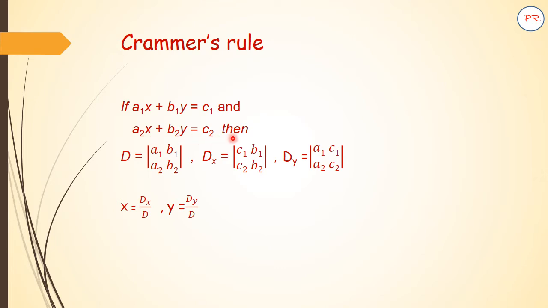For this we have to use the determinant D, which is made up of a1 b1 a2 b2. Then Dx is c1 c2 b1 b2. Dy is a1 c1 a2 c2. The value of x can be given by Dx upon D and y is equal to Dy upon D.